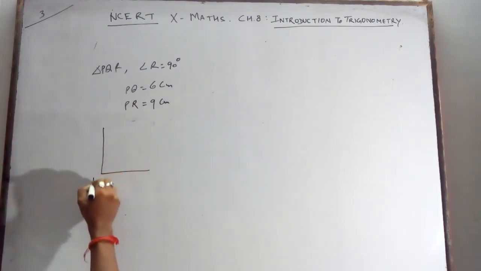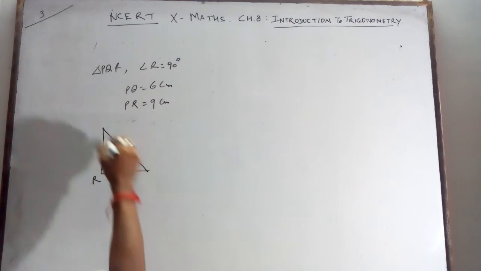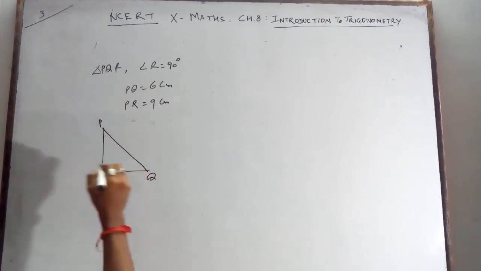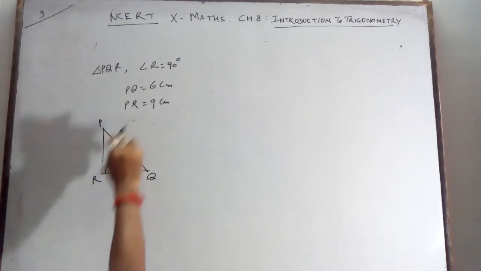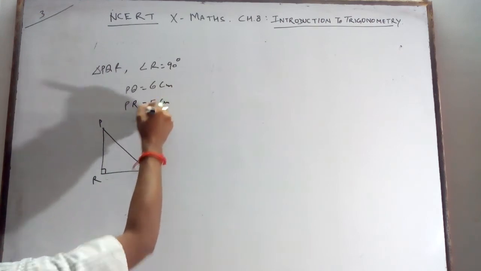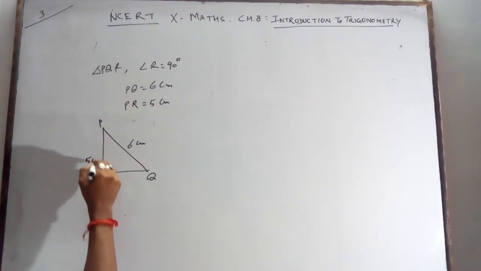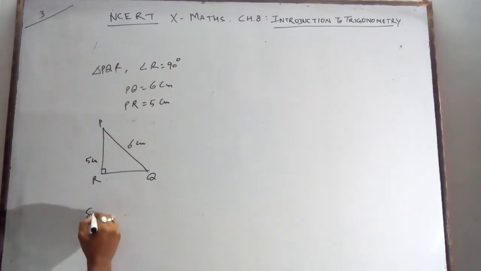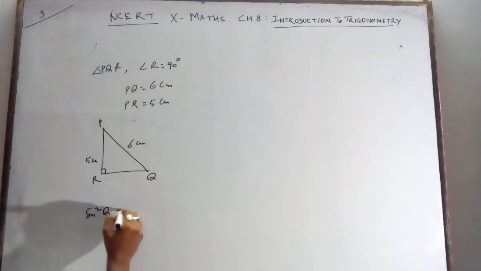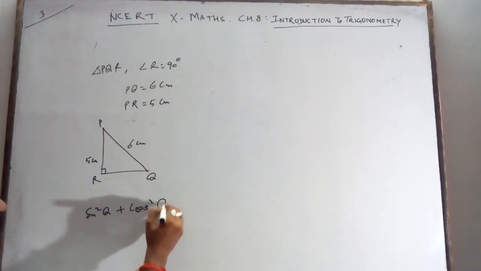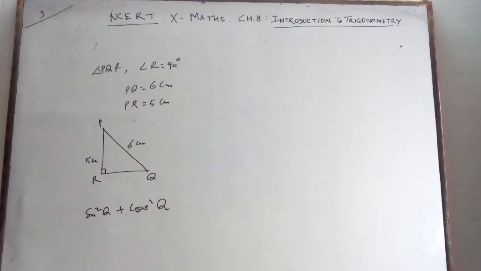You draw the figure first. R is 90 degrees. PQ is 6 centimeter and PR is 5 centimeter. Find sine square Q plus cos square Q. You want to find this. Find sine square Q and cos square Q. This is your question.